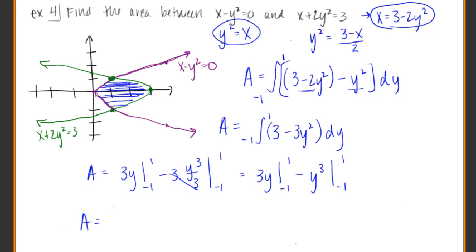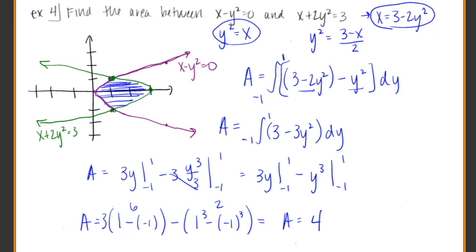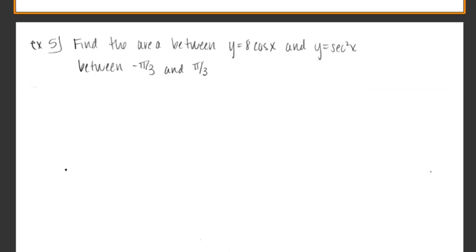So my area is going to be 3 times the top minus the lower, minus the top minus the lower. And I'll get an answer. Let's see, 1 plus 1 is 2, times 3 is 6. 1 cubed plus 1, so 1 plus 1, looks like it's 2, and so we get an overall area of 4. All right, let's go on to the last couple examples.